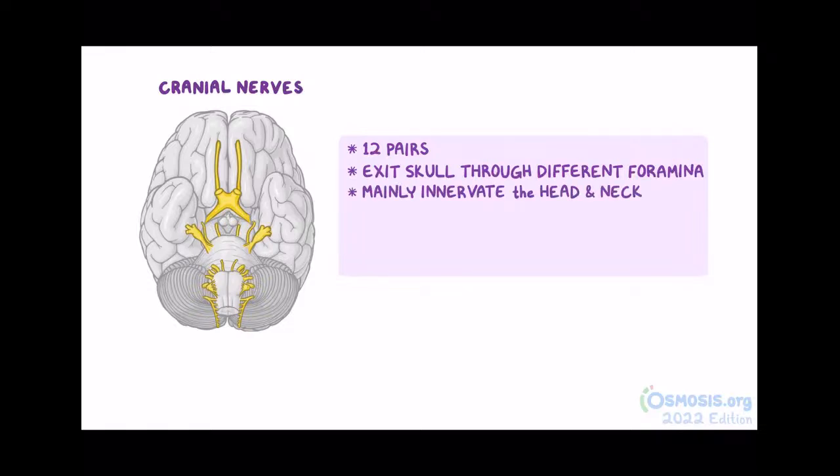These nerves can be divided into 3 groups, depending on the type of information that they carry, as either sensory, motor, or mixed cranial nerves. Now remember, although the cranial nerves originate from the brain, which is part of the CNS, they are still considered to be part of the peripheral nervous system.